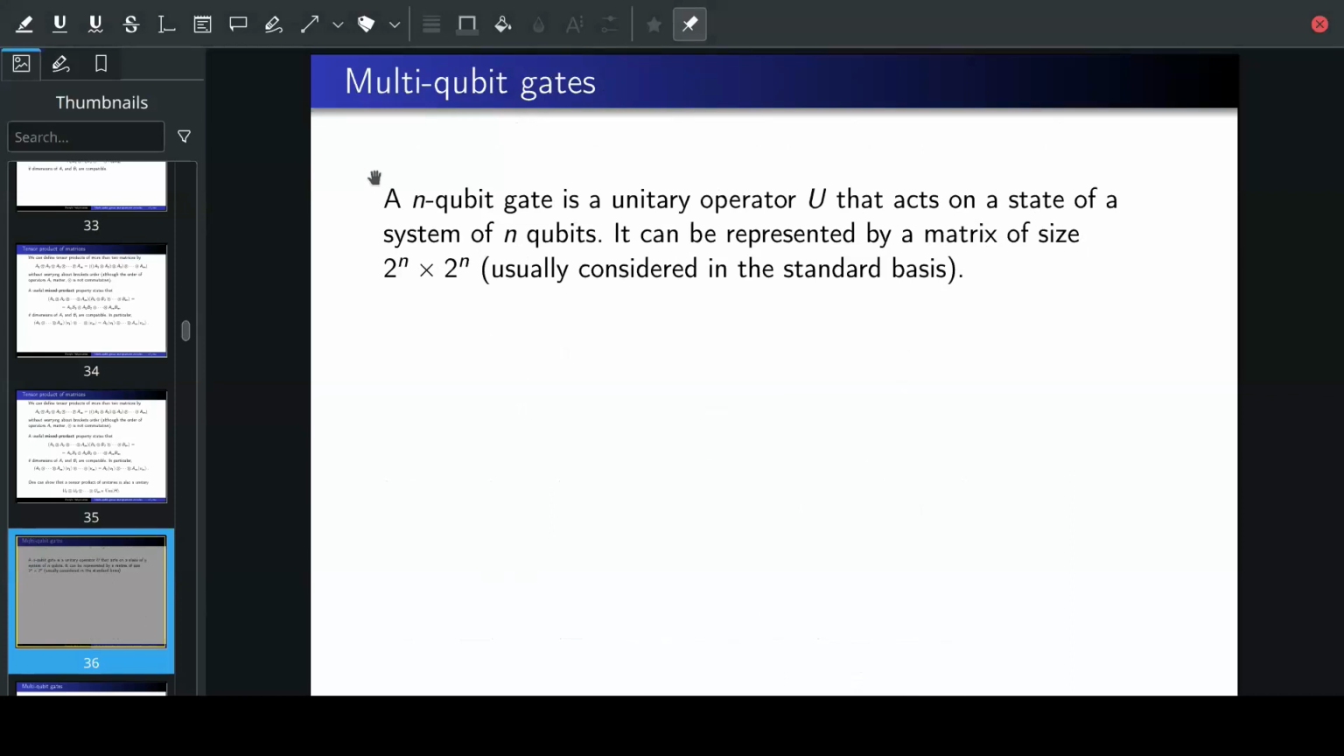Now, what are multi-qubit gates? An n-qubit gate is just a unitary operator U that acts on a state of a system of n qubits. And so it can be represented by a matrix of size 2 power n times 2 power n. And this matrix is usually considered in the standard basis.